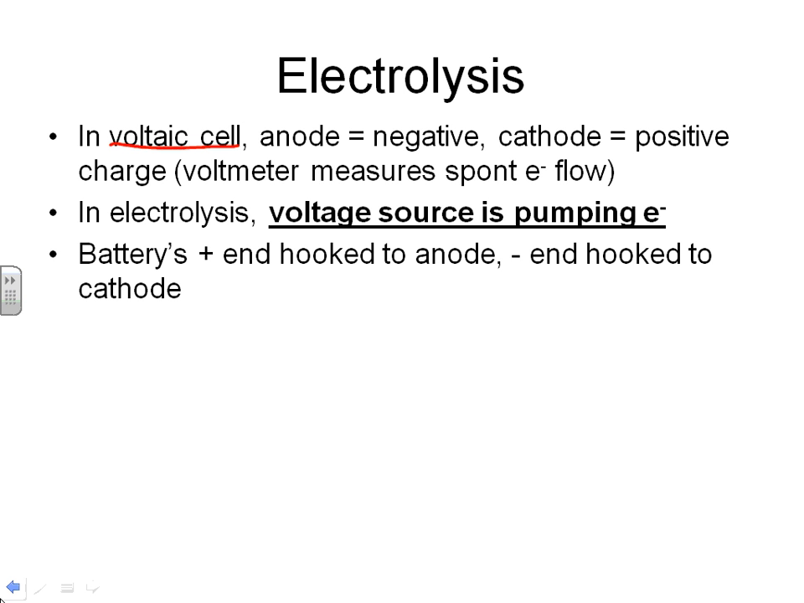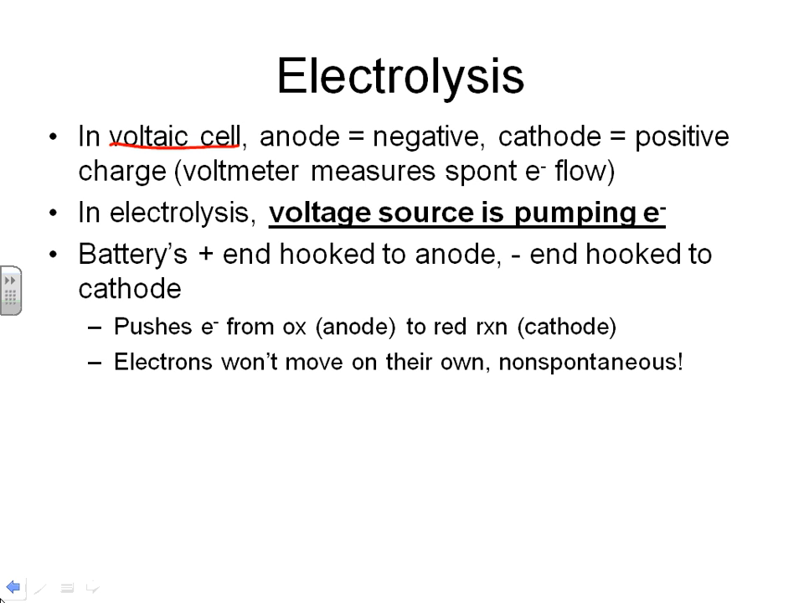The way that the battery works in an electrolytic cell is by flipping the signs. By flipping which electrode is positive and which electrode is negative, we can force the electrons to move when they normally wouldn't have. Because what we do is hook the positive end of the battery up to the anode, so we're flipping the sign, and we hook the negative end up to the cathode.